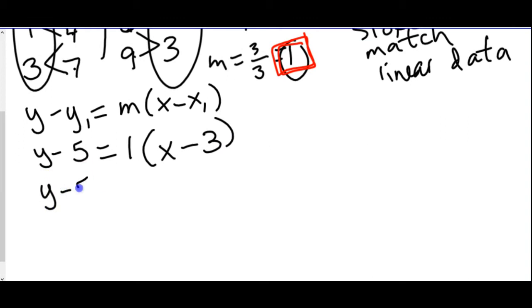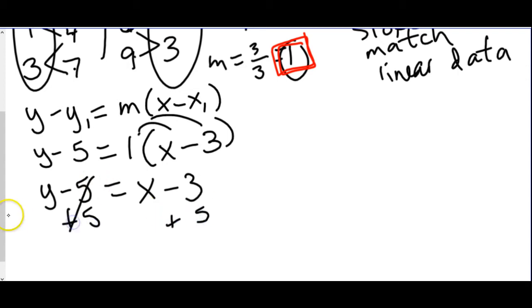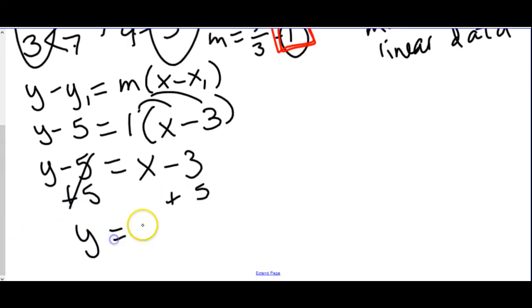Now we simplify. We have to distribute the 1. 1 times x is 1x. I can just write that as x by itself. 1 times -3 is -3. Then we'd add 5 to both sides. So y would equal x plus 2. So we reviewed point-slope form and finding the equation of a line if we're given data.